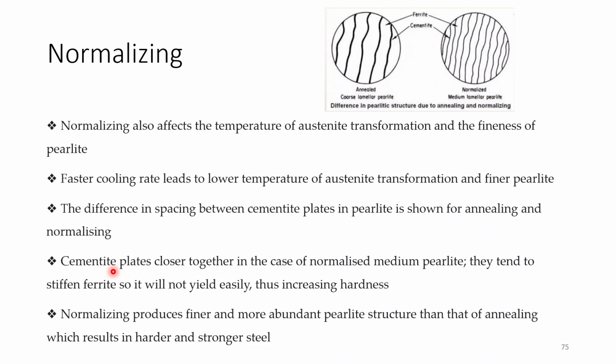Cementite plates are closer together in the case of normalized medium pearlite. They tend to stiffen the ferrite, so it will not yield easily, thus increasing hardness. Normalizing also produces a finer and more abundant pearlite structure than that of annealing, which results in harder and stronger steel.